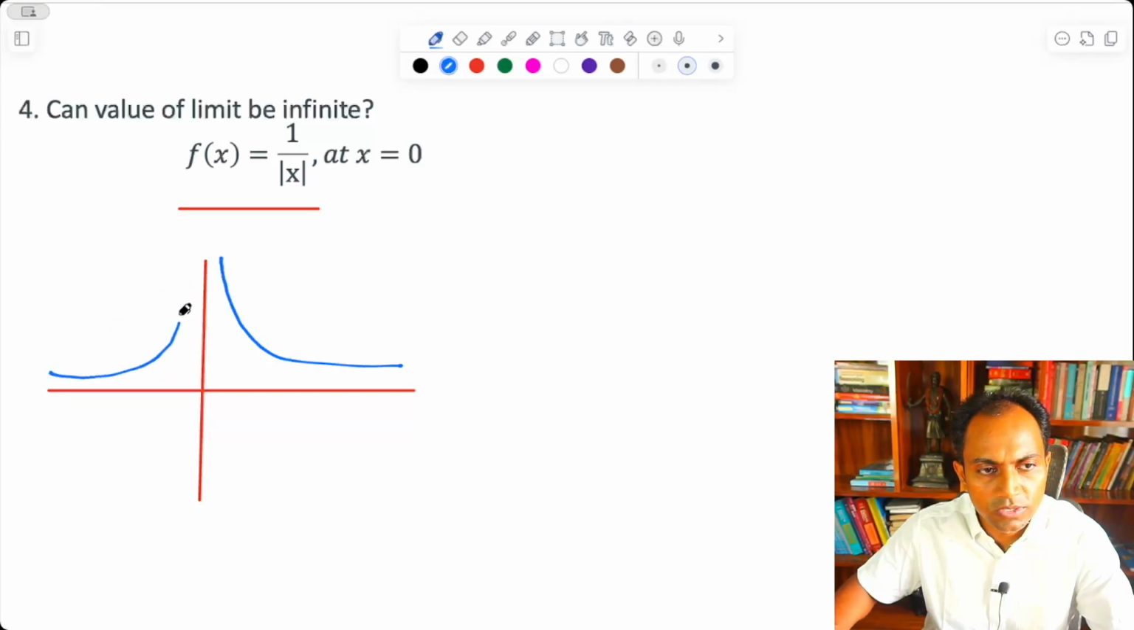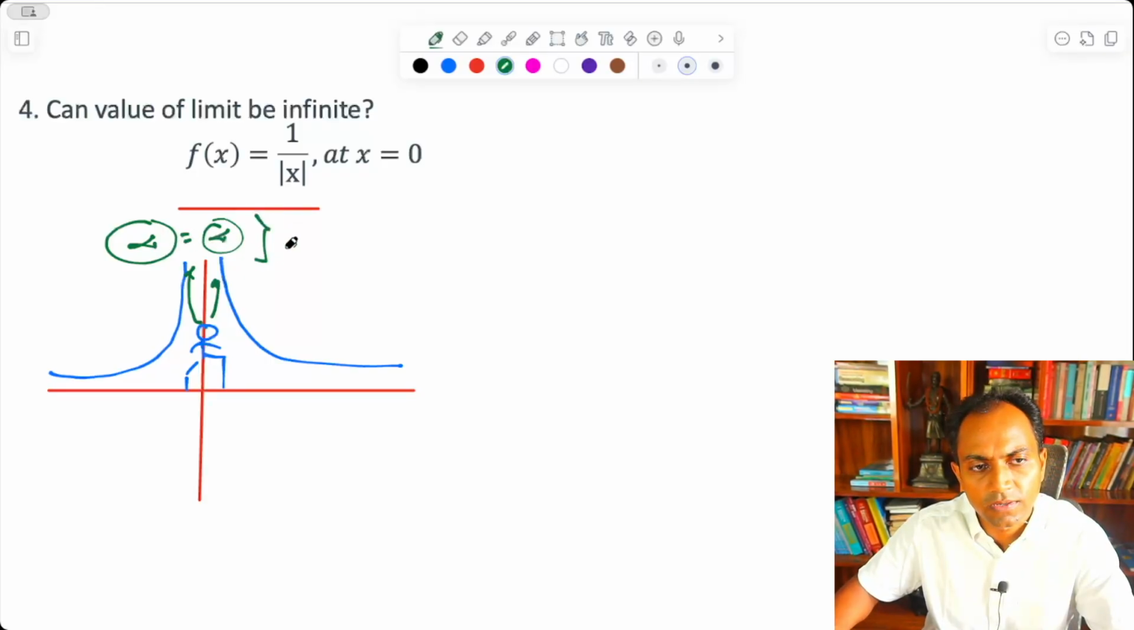So if you look into this graph, and if I make you stand here and ask you what is happening on the left hand side, you will see above it is going very high and very high. So infinity, here also infinity. So your LHL and RHL are equal. In fact, if you see your LHL, they are not finite.